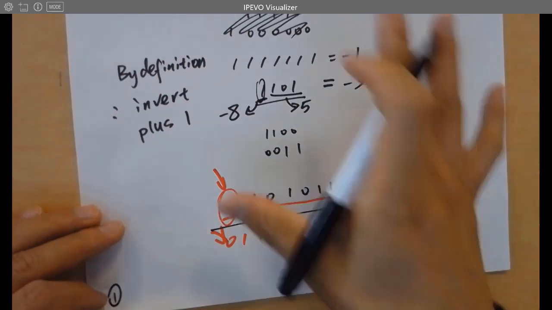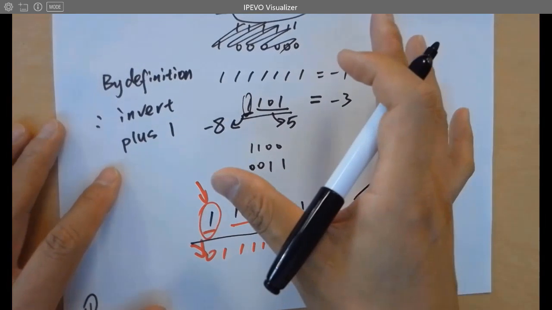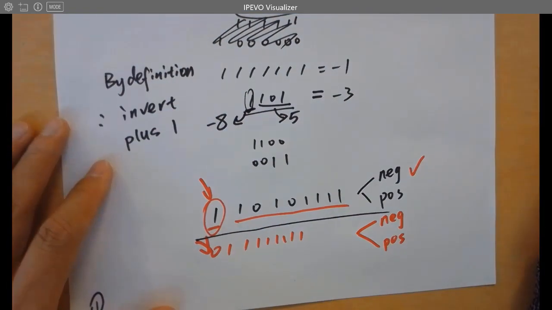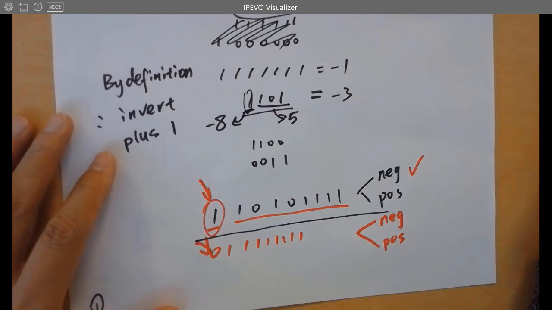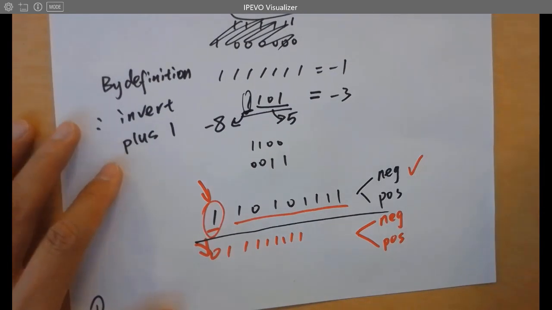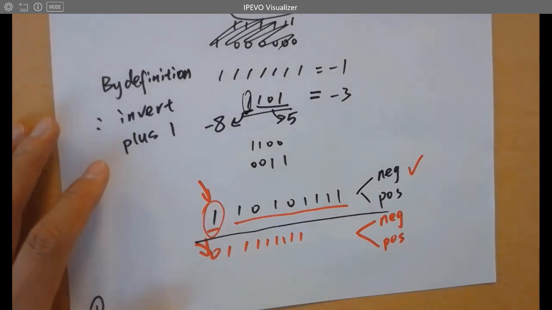Just a quick review on 2's complement. Any questions on this so far? 2's complement was invert and then plus 1? Yes, to get a negative number. If you want to convert it back, you are doing it inversely.